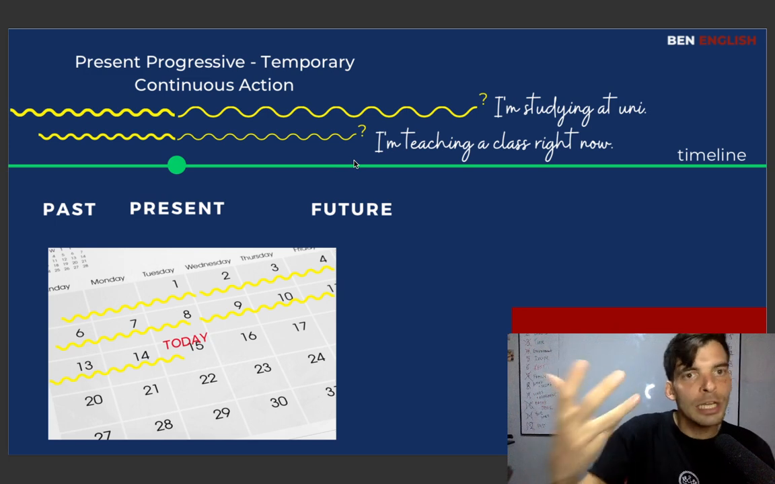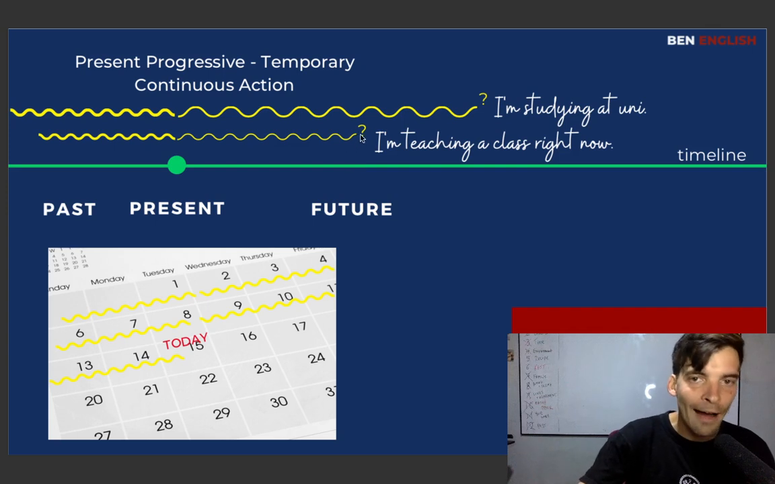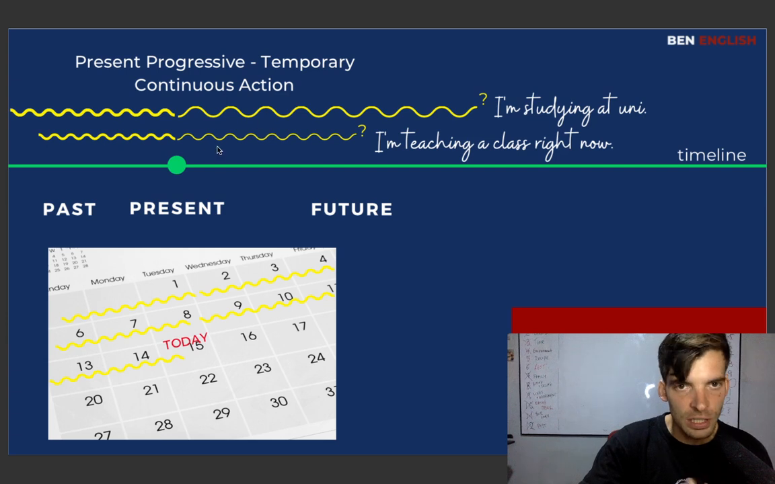That's why it's called the continuous, or progressive. It's progressing. We're not sure how long it's going to go into the future, but we can safely assume that in the moment it's going to continue for the time being. We don't know when. It's not specifying when it will finish. But it's happening right now, and it's a temporary action. Right now or around now.